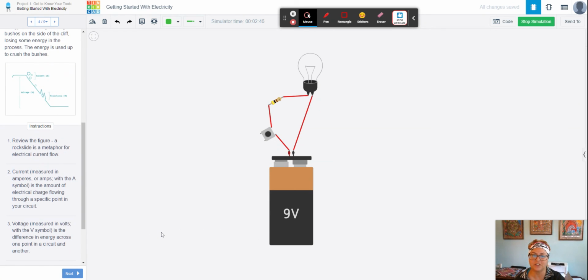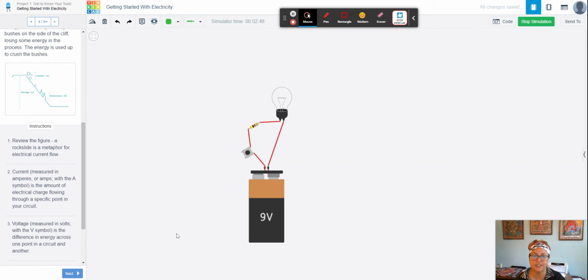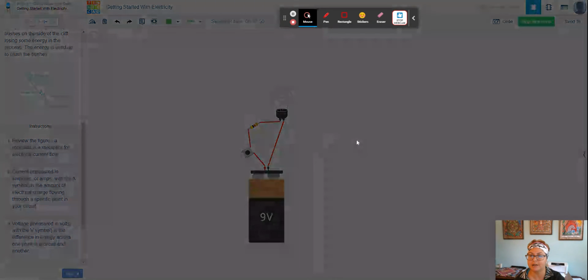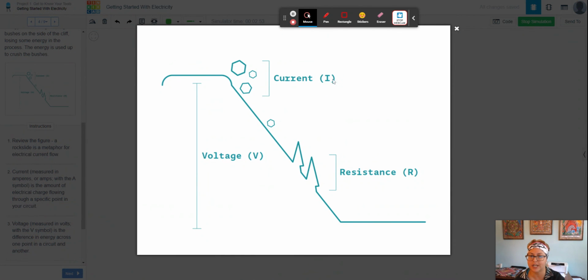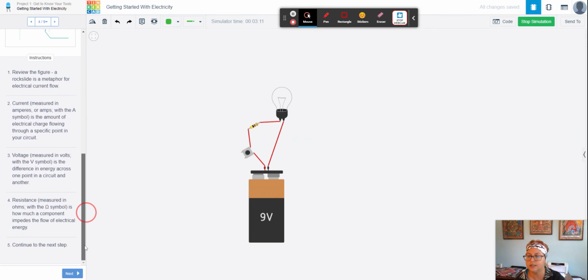Another thing to remember is that current is measured in amps. It has an I here, and this will all make so much more sense when we study Ohm's law. But current is measured in amps or amperes, and it uses the symbol A. Voltage is measured in V, and resistance is measured in ohms, okay?